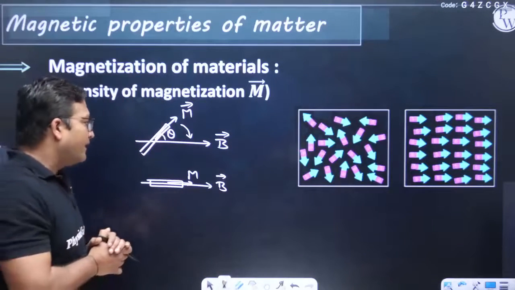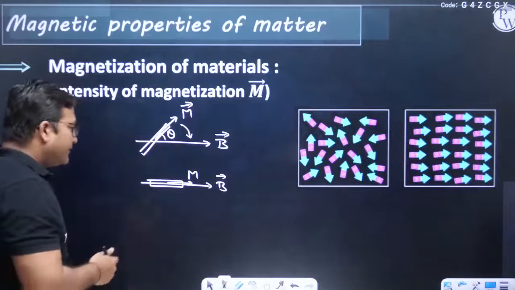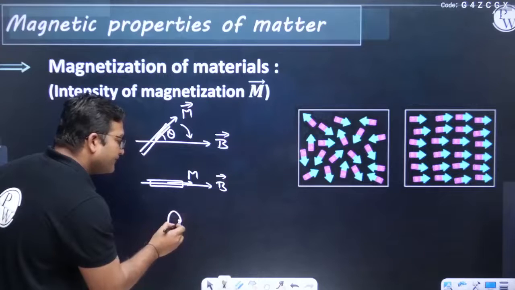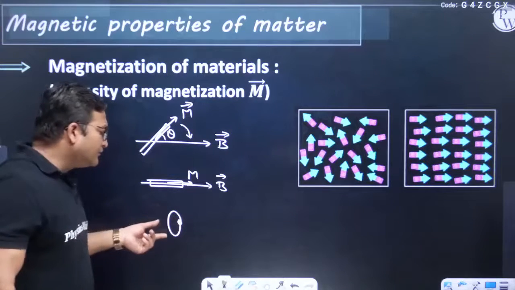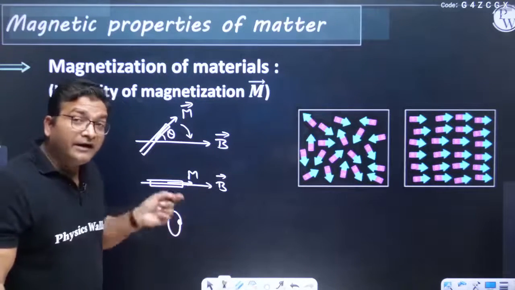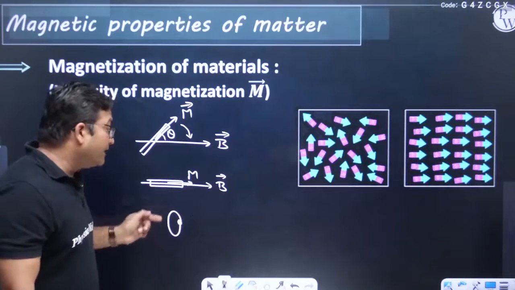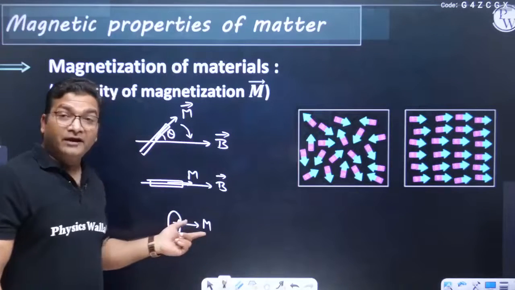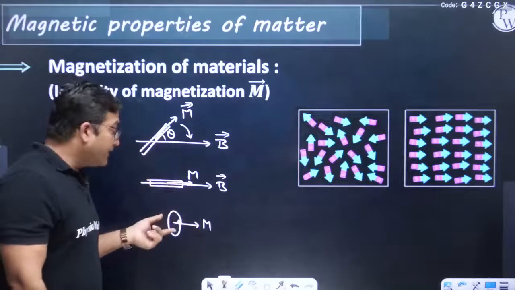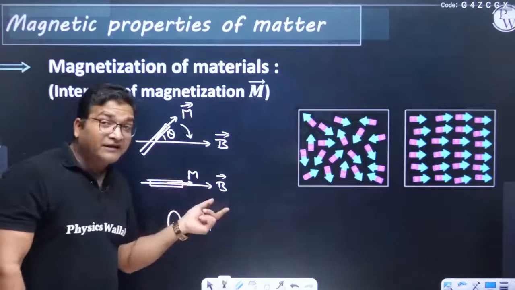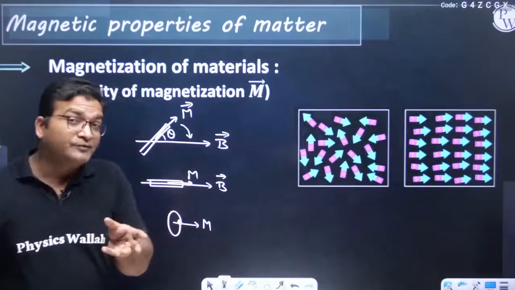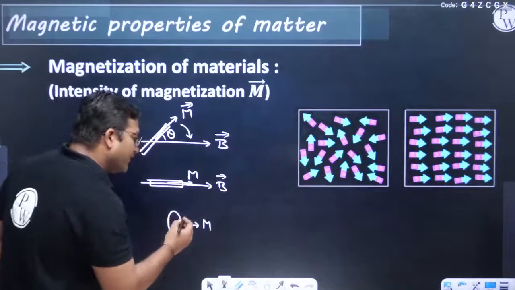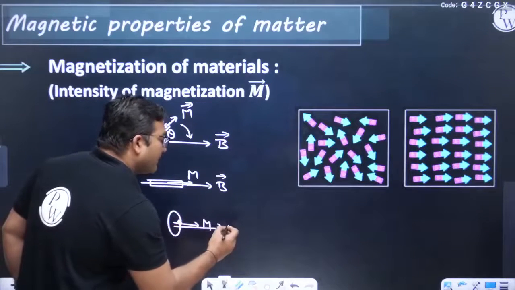I also told you that if you have a charge circulating in a circular motion like this, it is similar to a current carrying loop, and a current carrying loop too has its magnetic moment. So this also behaves as a magnet, and if this current carrying loop is placed in some magnetic field, it experiences a torque, and finally if we let this loop move freely, it will be aligned along the magnetic field.